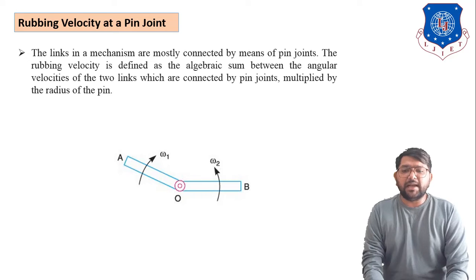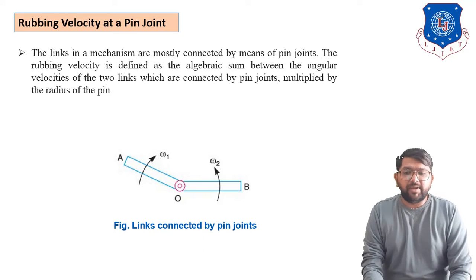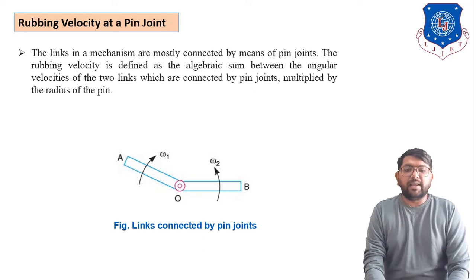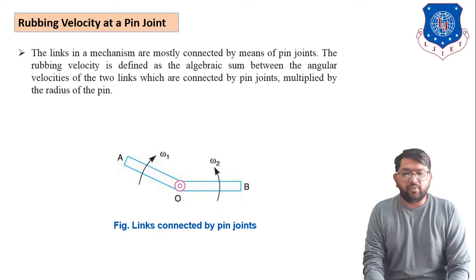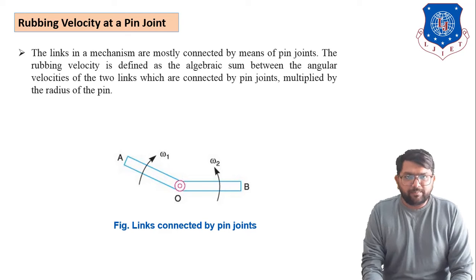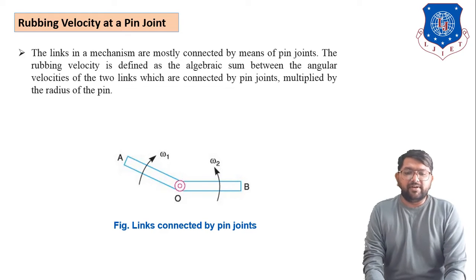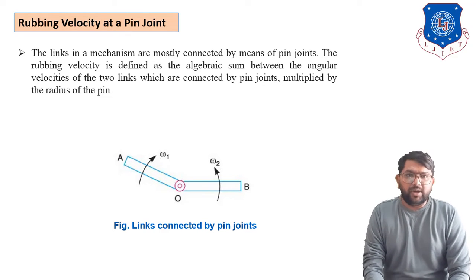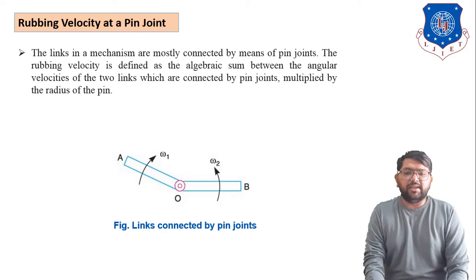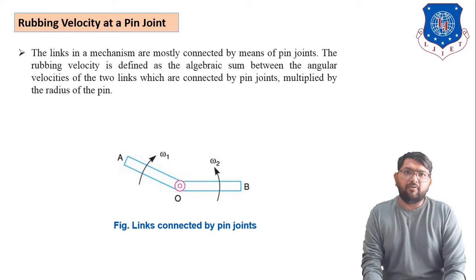So rubbing velocity at pin joint. The links in a mechanism are mostly connected by means of pin joints. The rubbing velocity is defined as the algebraic sum of the angular velocities of two links which are connected by a pin joint, multiplied by the radius of the pin. Got it? So that is the definition. There are two links in this mechanism, link AO and link OB, and both the links rotate in opposite directions, omega 1 and omega 2.